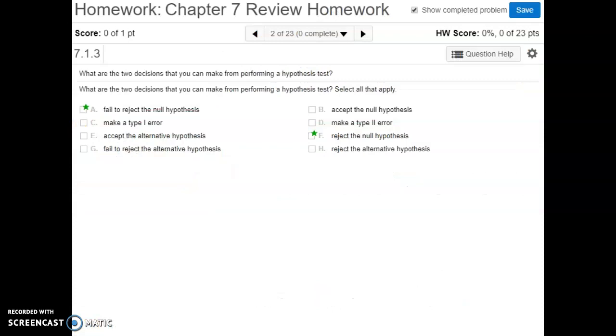Every null hypothesis results in one of two decisions. We either fail to reject the null hypothesis, so we don't prove that it's true, we just don't reject it. The other conclusion we could reach is that we end up rejecting the null hypothesis. In this case, we would accept the alternative hypothesis as true.